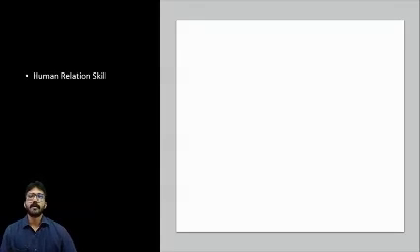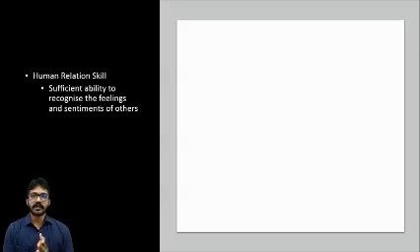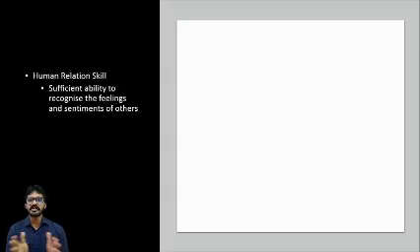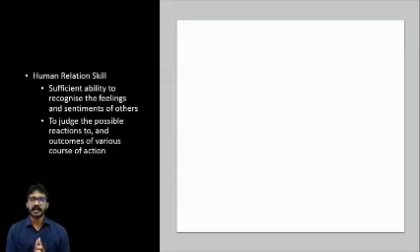The third type of skill is called human resource skill. There is a separate department nowadays with respect to this skill. We call it the human resource department. The skill they are looking for is the sufficient ability to recognize the feelings and sentiments of others. If a manager is ordering something to someone, how will that person take it, lightly or seriously, and whether his words are hurting the sentiments of the employee or other subordinates, that has to be taken care of.